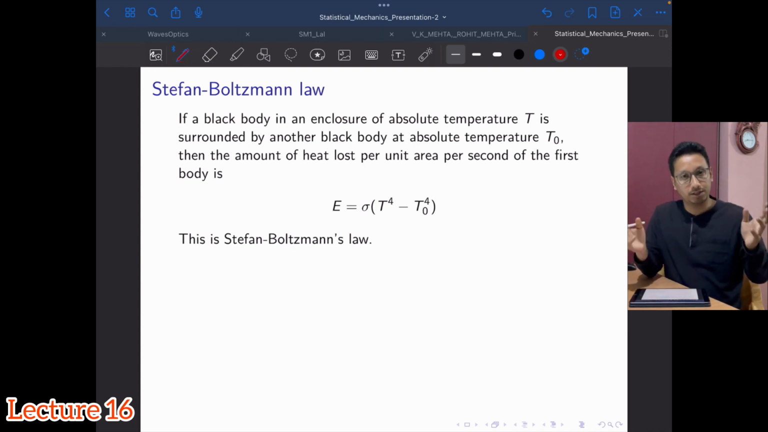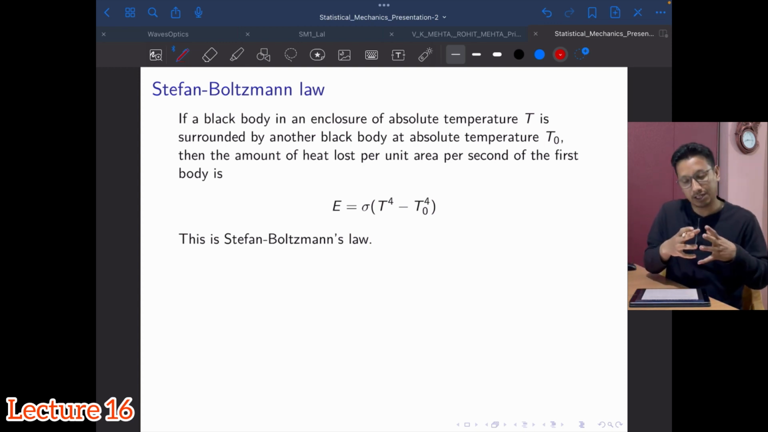I am trying to study how its energy is radiated, and how its energy radiation depends on temperature. So I have a black body surrounded by another black body, let's say, which is maintained at another temperature, let's say T naught. So what will happen? Let's say this T, the temperature of the first black body which I have considered, is greater than the other one. So it will emit radiation.